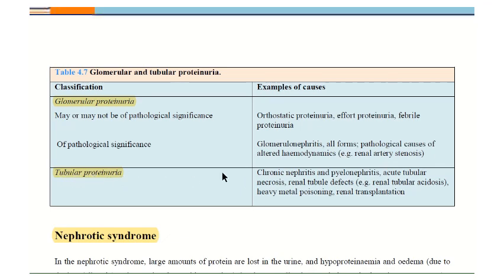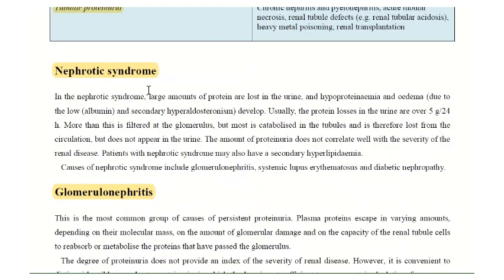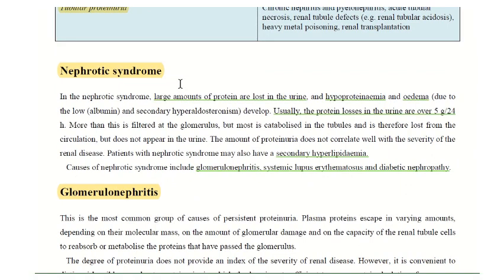وبالنسبة للtubular proteinuria, for example of causes chronic nephritis and pyelonephritis, acute tubular necrosis, renal tubule defects, example renal tubular acidosis, heavy metal poisoning, renal transplantation. هذا بالنسبة للتيبل اللي هو على glomerular and tubular proteinuria. النفروتيك syndrome هذا الموضوع أيضا موجود في فصل البروتينات، ولكن هنا نتكلم فيما يخص البروتينوريا.